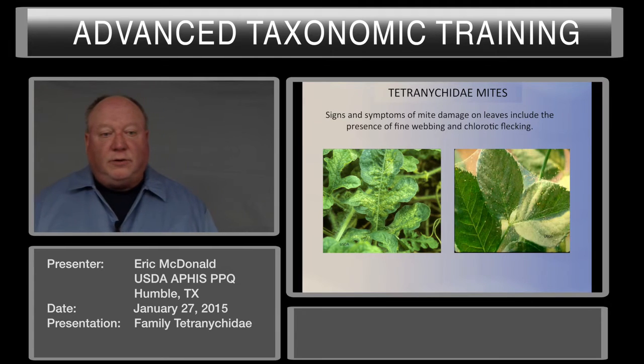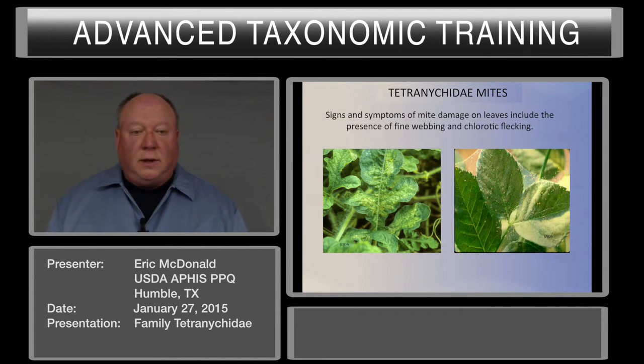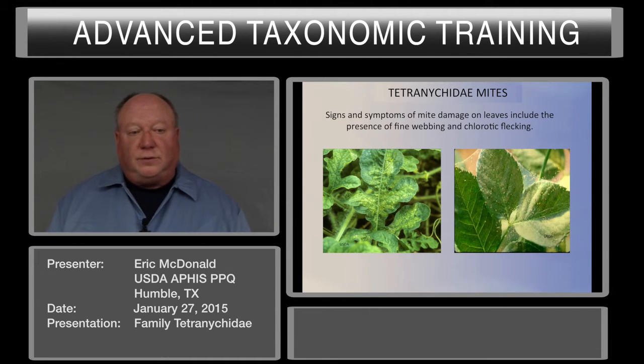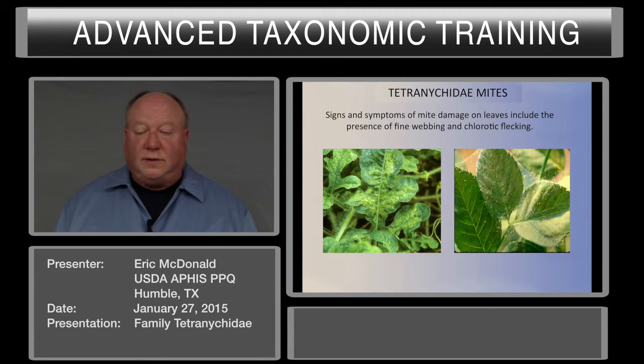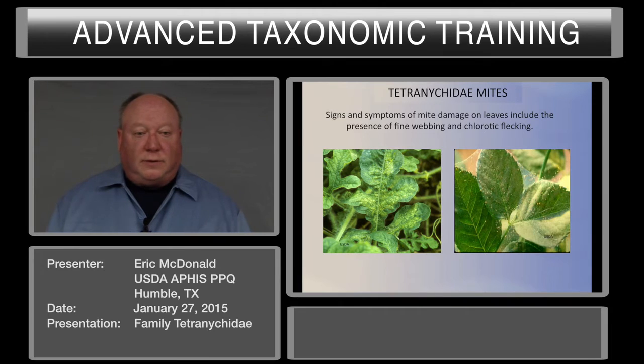Symptoms of mite damage include the presence of fine chlorotic flecking and fine webbing in those that spin webs. The feeding damage causes yellowing to bronzing and defoliation. When collecting mites from plants, it is useful to collect all different stages and sexes and note the mite color, feeding damage, and webbing if present. Collecting mites is important for species-level identification of several genera of Tetranychidae.